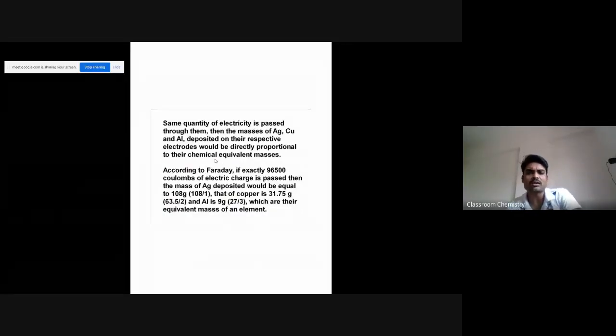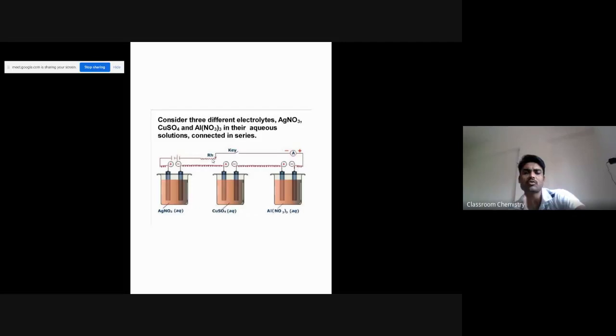Same quantity of electricity is passed through them. Then the masses of silver Ag, copper Cu, and aluminum Al are deposited on the respective electrodes. जसा सिल्वर मध्ये दोन इलेक्ट्रोड आहेत, एक एनोड आहे एक कॅथोड आहे, त्या कॅथोड वरती इलेक्ट्रोप्लेटिंग होईल. कॉपर मध्ये सुद्धा सेम आहे, एक एनोड एक कॅथोड. पाहू शकता तुम्ही प्रत्येकामध्ये दोन दोन इलेक्ट्रोड आहेत. प्रत्येकाच्या कॅथोड वरती काय होणार आहे? इलेक्ट्रोप्लेटिंग होणार आहे. There is a formation of a fine coherent adhesive layer on the cathodic rod.